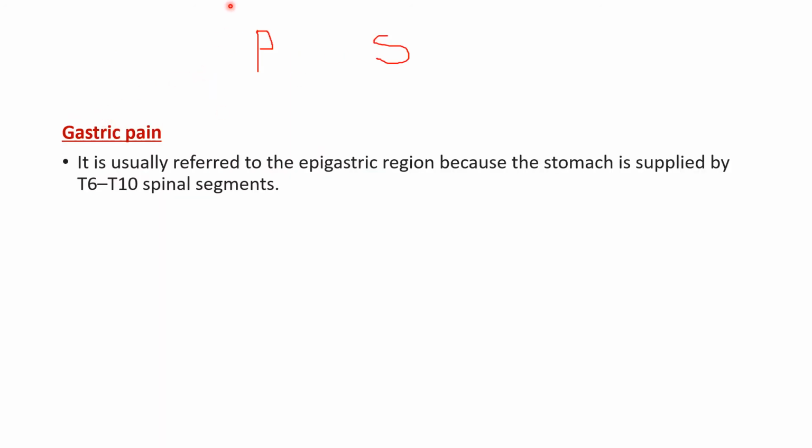Gastric pain. As you remember, we said that the stomach is innervated by parasympathetic and sympathetic nerves. The sympathetics originate from T6 to T10 spinal segments, and they are responsible for carrying pain sensation. So gastric pain will be referred to the epigastric region because the stomach is supplied by T6 to T10.